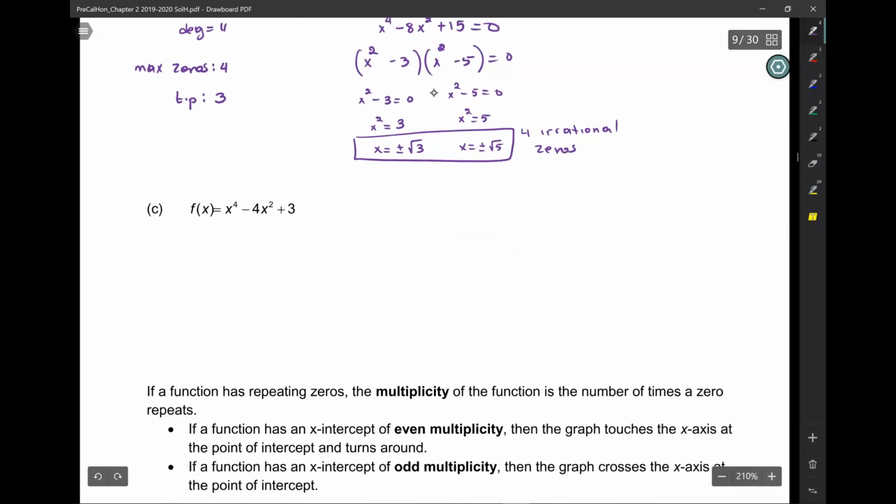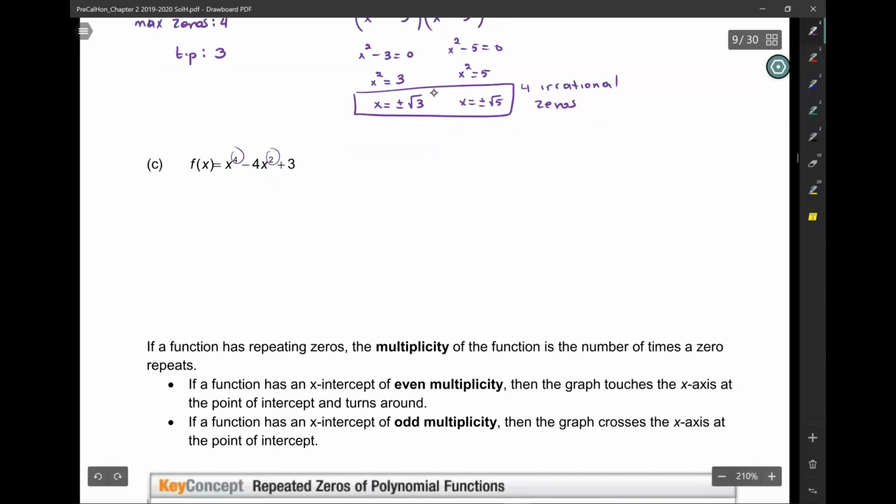Okay, let's do the next one. Look at the pattern. I have x to the power of 4 and x to the power of 2. So basically, x to the 4 is the square of x squared. It could be any pattern like that. It could be x cubed and x to the 6. It could be x to the 5, x to the 10. And you can factor it the same way.